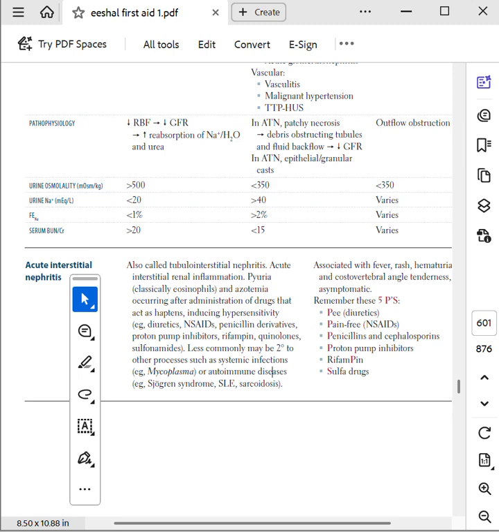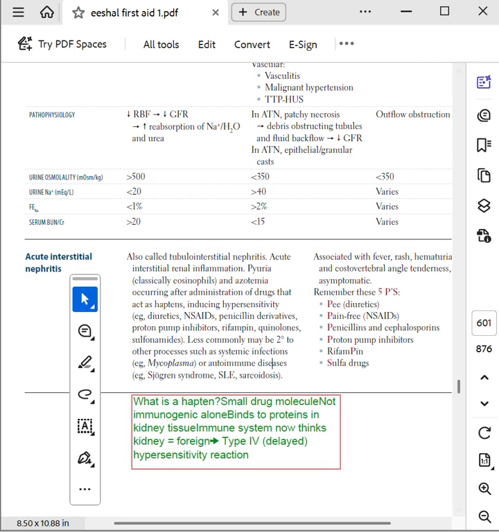What is a hapten? A hapten is a small drug molecule that is not immunogenic alone, and it binds to proteins in kidney tissue. And the immune system now thinks that the kidney is foreign because the hapten has bound to the proteins in the kidney tissue. So basically, you get a type 4 delayed hypersensitivity reaction. So all the drugs that act as haptens, that's when you can induce acute interstitial nephritis.